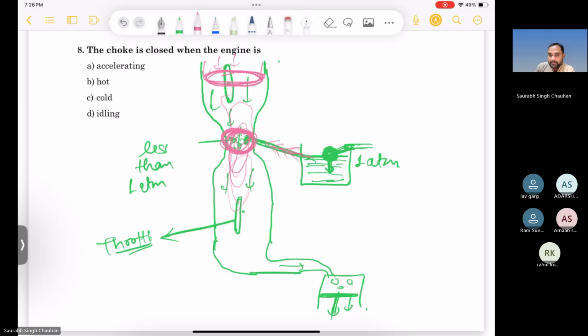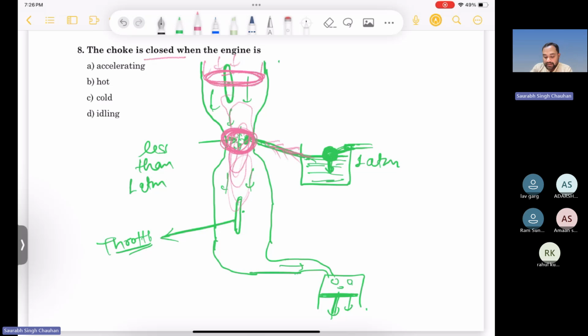Are you getting it? Yes, sir. Now you get more fuel. So that is what the choke is doing. When you have closed the choke valve, you are getting a rich mixture. In the mixture there is air and fuel, and you try to maintain the stoichiometric ratio, somewhere near that range.